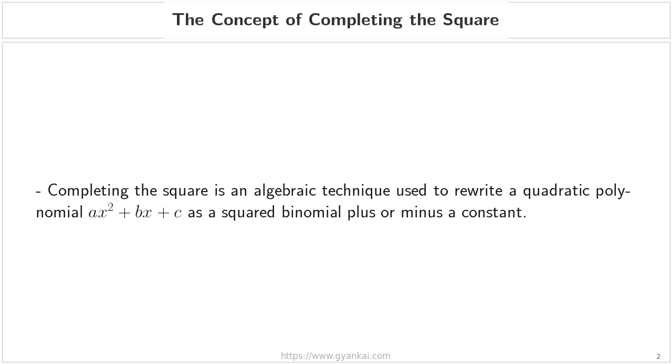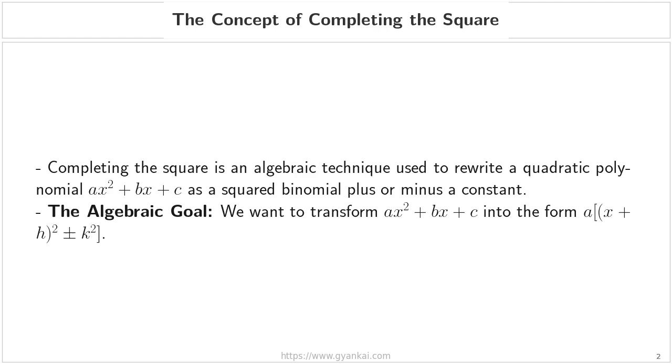The concept of completing the square. This slide formally defines what completing the square is. Completing the square is an algebraic technique, meaning it's a set of steps we follow, used to rewrite a quadratic polynomial, which is an expression of the form ax squared plus bx plus c. Remember, b and c are just coefficients or constants. The goal of completing the square is to transform this general quadratic expression into a very specific form. And this is crucial for making those integrals solvable using the formulas we already know.